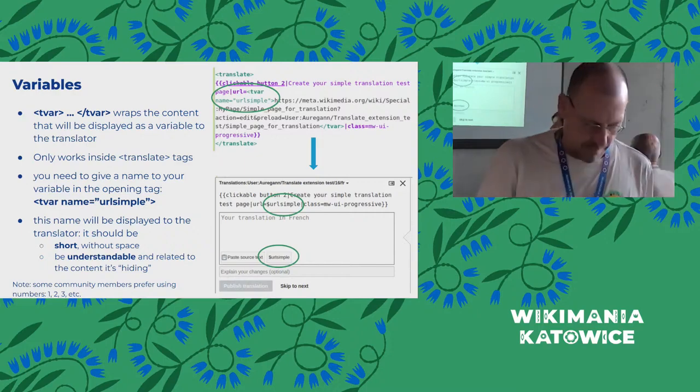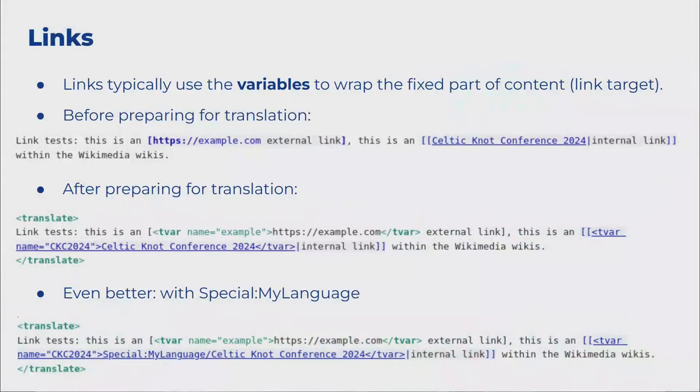Let's go on and look at another use of the variables, which are links. So we have a lot of links on our pages, and we're going to need to deal with them as well. And typically, we're going to use the variables to hide the URL or the target of the link. As you probably know, we have two types of links. We have the external links and the links that are internal to our wikis that each have their wiki code style. And then we're going to write within translate tags, we're going to wrap the target of the link between some tvar variables, as we just said.